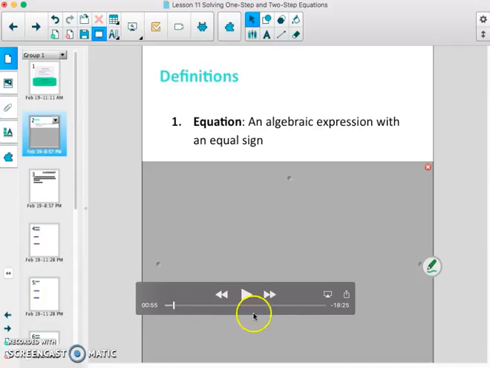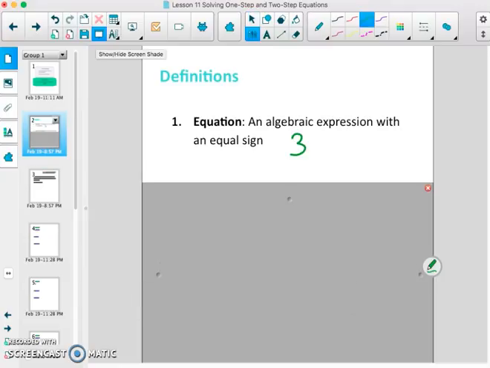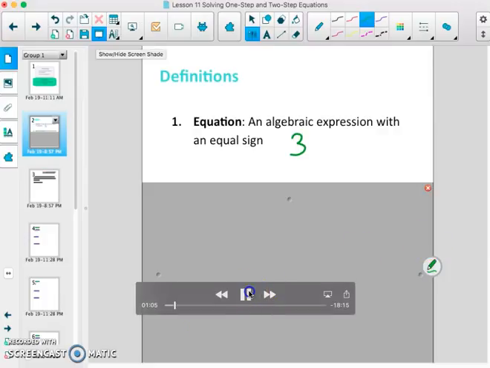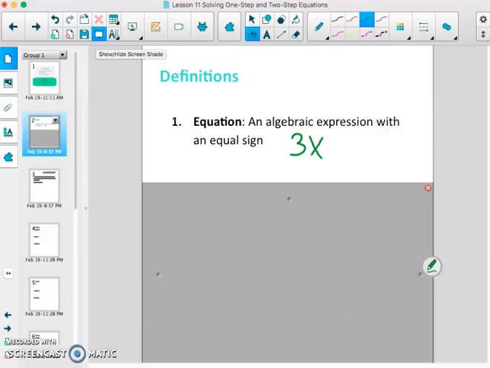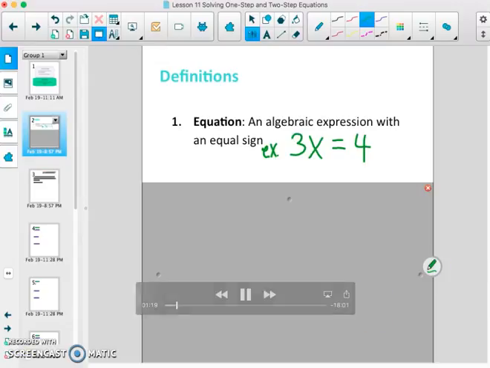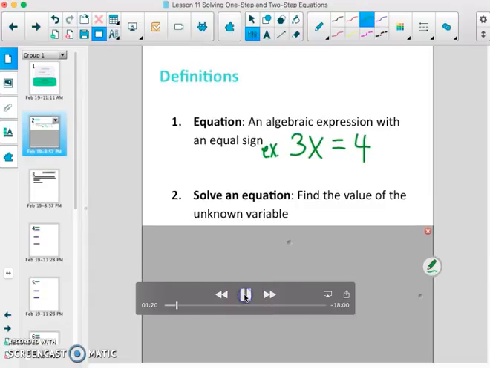Okay, so an equation is an algebraic expression with an equal sign. For example, if we have something like 3x is equal to 6. So if we have that, we now have an algebraic expression. Remember, algebraic expressions have numbers and variables, but now we've added that equal sign in the middle, which we never really had before.